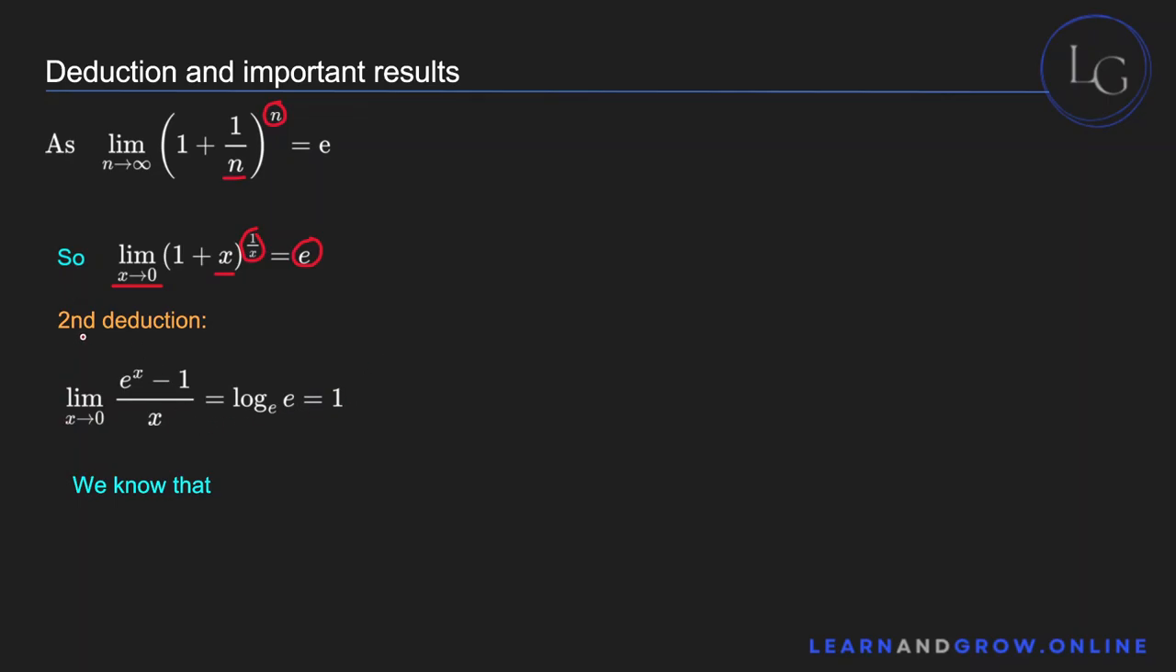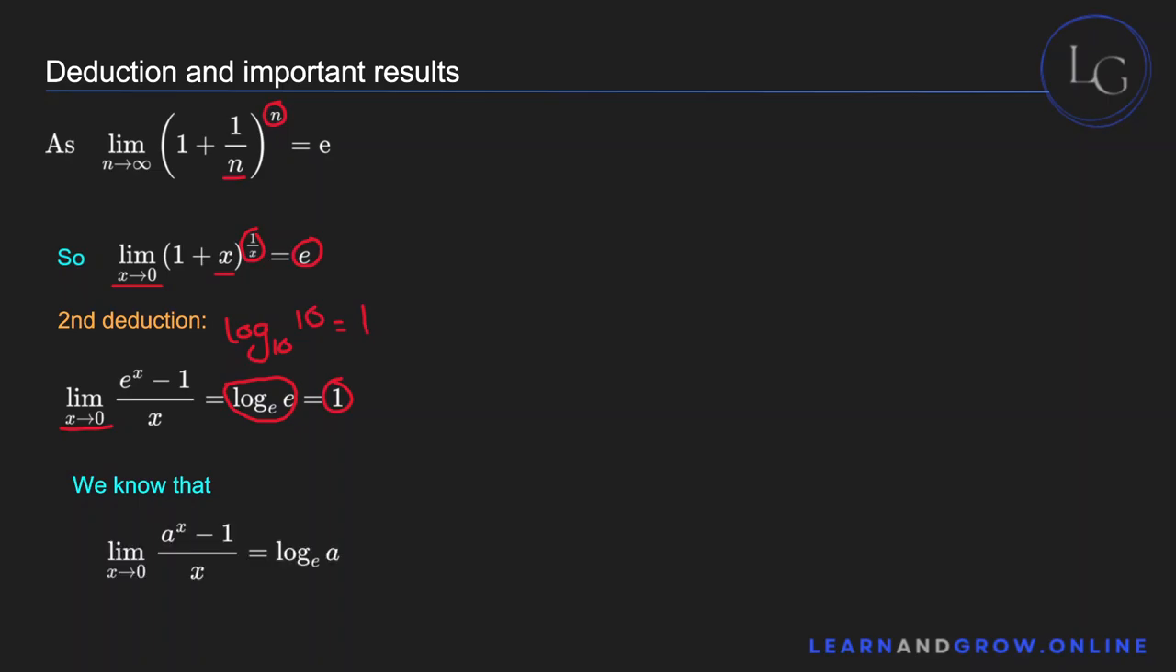The second deduction states that the limit of (e^x - 1)/x as x approaches 0 is equal to log base e of e. And that is equal to 1, because when you have a logarithm of any base of the same term as the base, you get 1. So for example, if you have log base 10 of 10, that is also equal to 1, right? And the reason for that is because 10 to the power 1 is equal to 10, right?